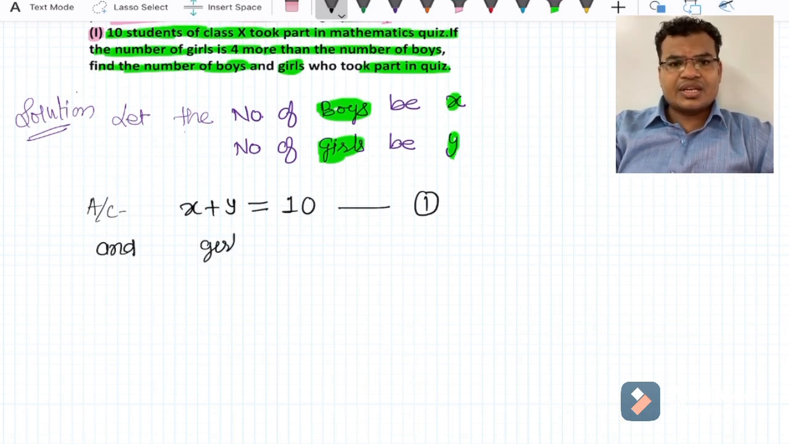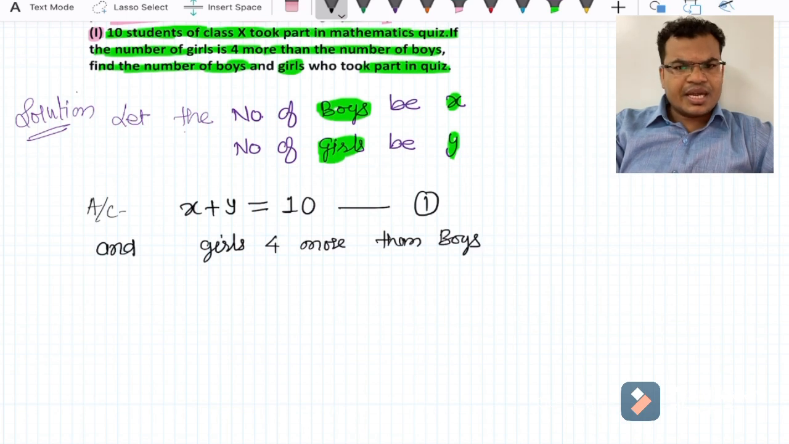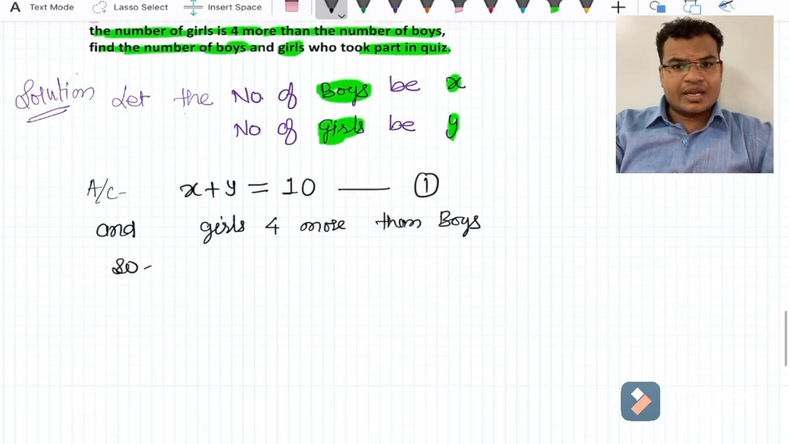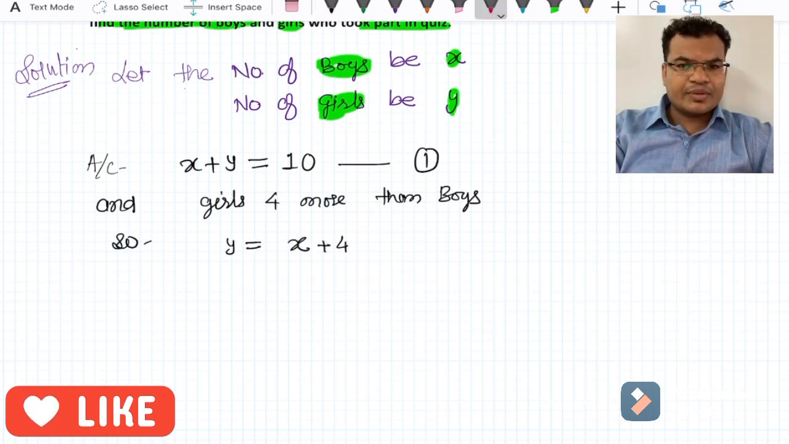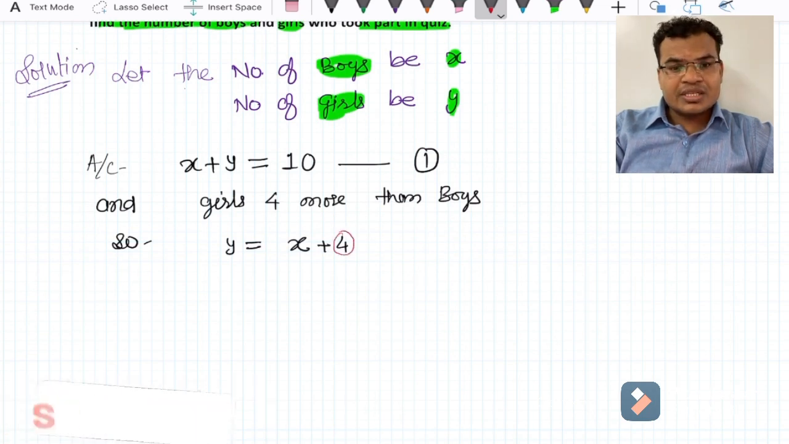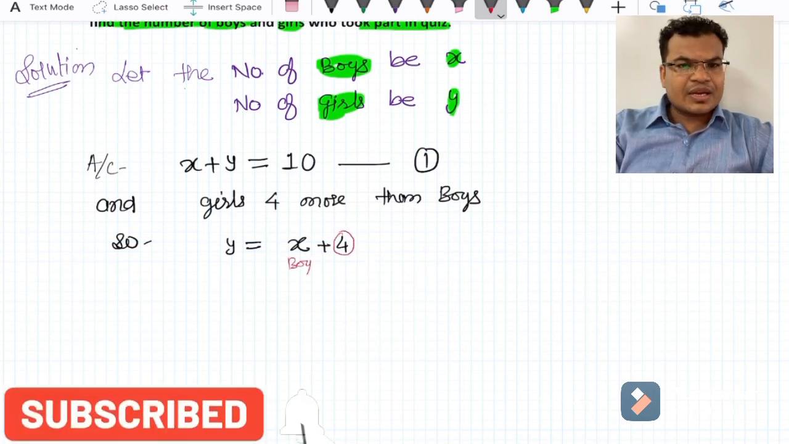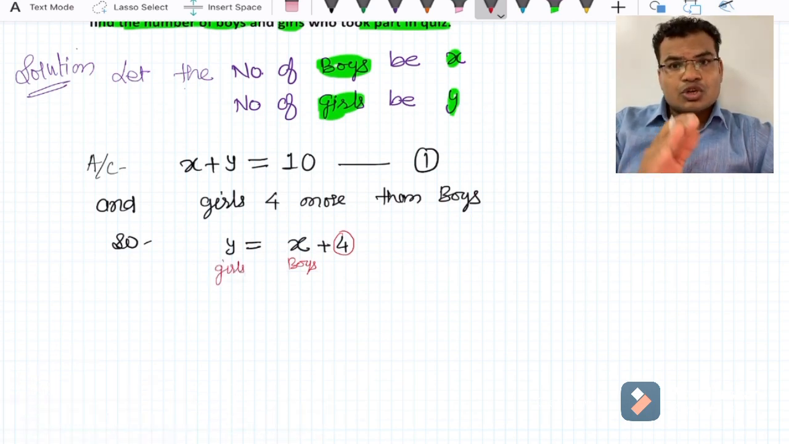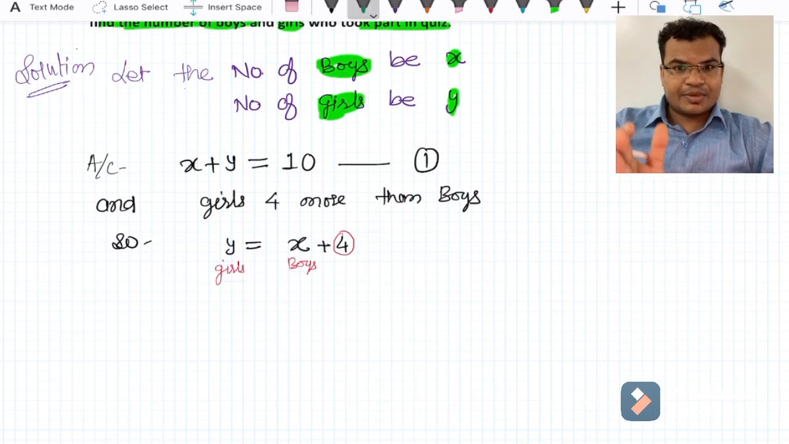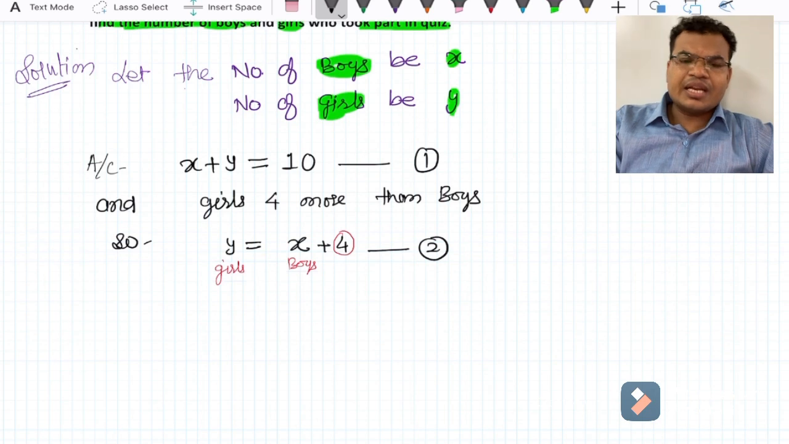And the second condition is the girls are 4 more than the boys. So I'm writing here girls are 4 more than the boys. How many girls are here? y girls. How many boys? x. So y is equal to x plus 4. Why is it plus 4? Because boys are x and girls are y, and the girls are 4 more than the boys. So we add this plus 4 on the right hand side with the boys, because we have to balance this. Both will be equal, boys and girls, and in this way we are getting the second equation.